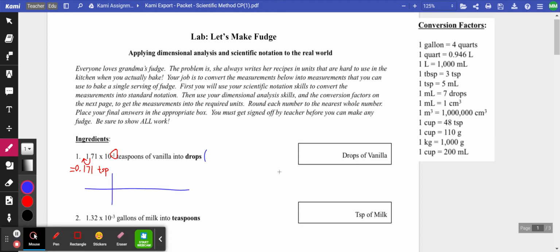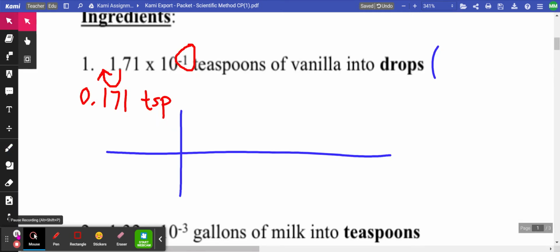Okay, so we're gonna change teaspoon to drops, right? So I'm looking for teaspoon, not tablespoon, not TB, TS. So I'm gonna use 1 teaspoon to 5 milliliter and then 1 milliliter to 7 drops, okay? Because this is the only way I can get from teaspoon to drops. So two steps. First, I'm gonna write teaspoon on the top left.